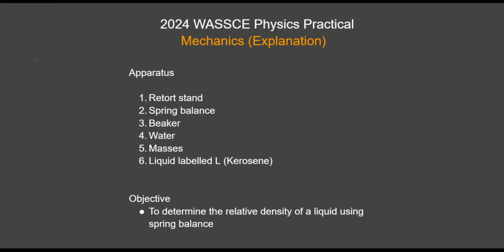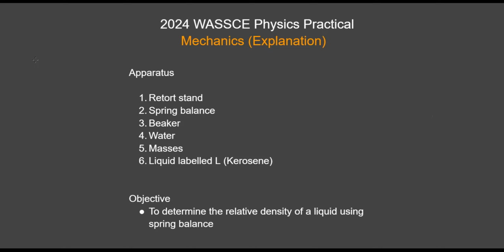You usually expect the following apparatus: a retort stand, a spring balance, a beaker, water, masses, and another liquid labeled L. And you should expect that liquid to be kerosene. From this apparatus, it can be easily deduced that the objective of this experiment is to determine the relative density of the liquid L. So basically, we want to get the relative density of kerosene with respect to water.